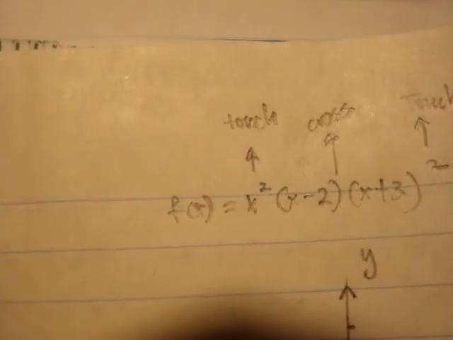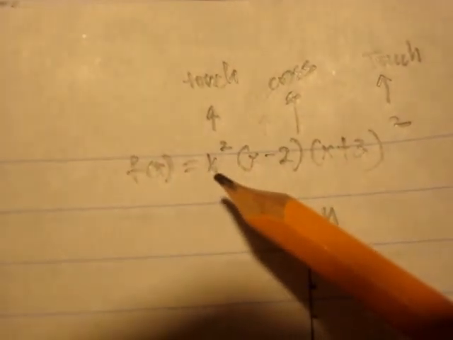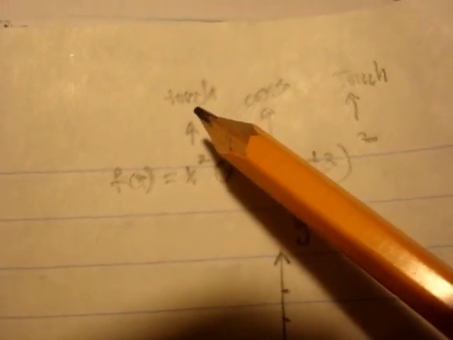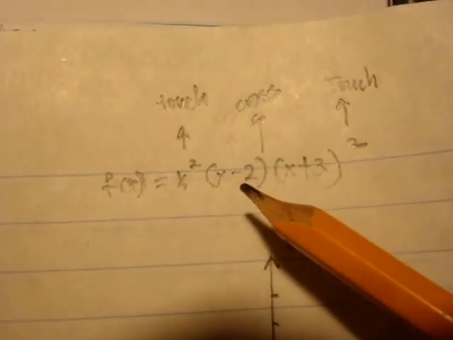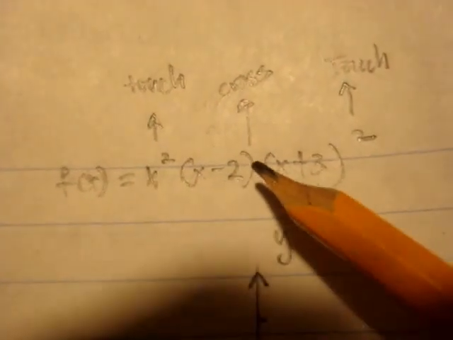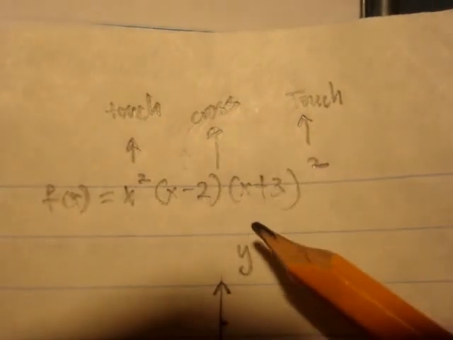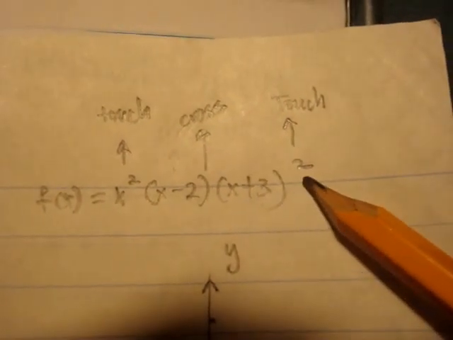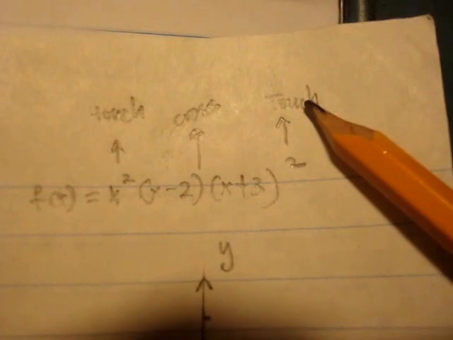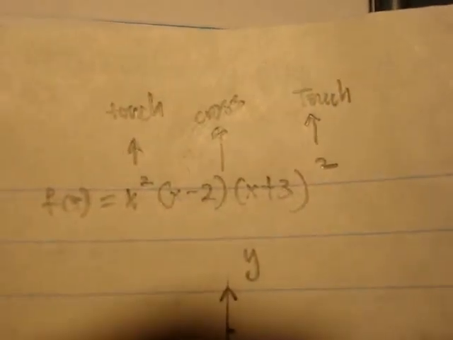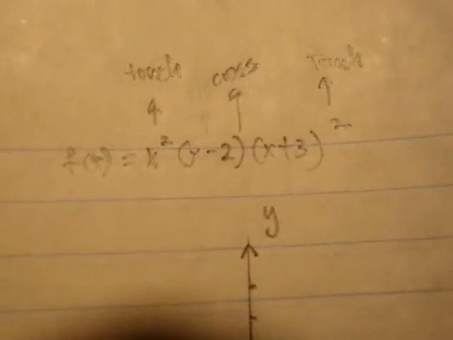Okay, so the next thing you need to know is that every time you have an x raised to an even power, it will touch the coordinate system. And if you have x minus 2 raised to the odd power, it will cross the coordinate system. And x plus 3 raised to the second power, it will touch the graph. I'll explain to you right now what that means.